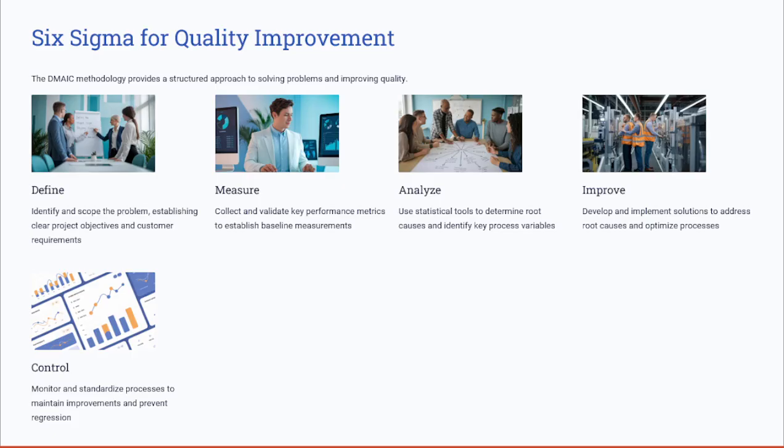Next, we have Six Sigma. Six Sigma is a data driven approach aimed at reducing defects and improving process consistency. It follows the DMAIC methodology. DMAIC stands for, first, defining the problem. Next, you measure the key metrics that are involved.